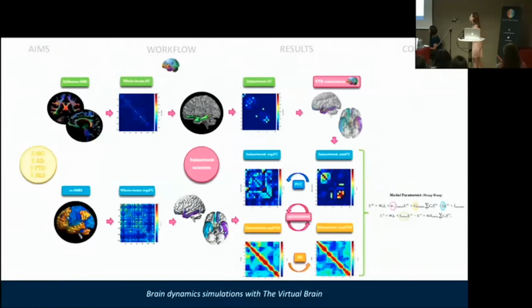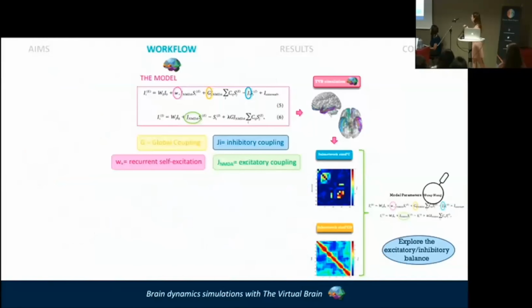In order to do so, we took advantage of the following workflow, starting from diffusion and resting state fMRI of each subject. We performed the virtual brain simulation in multiple networks, taking advantage of a model, the so-called one-one model, which enables us for each single network to explore the excitatory inhibitory balance in a personalized way. Why? Because thanks to the one-one model, we can focus our attention on 4 different parameters, which enable us to understand the excitatory inhibitory balance.